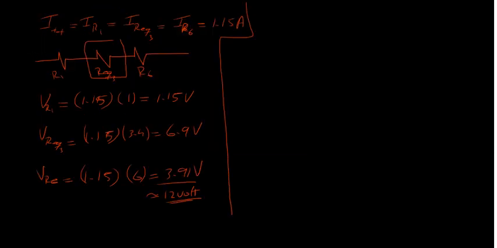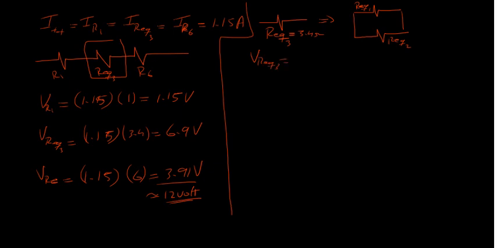So here is my R equivalent 3, which is the combination of R equivalent 1 and R equivalent 2. Great. Now, for this R equivalent 3, I have to ask myself, what do I know about R equivalent 3? I know the magnitude, it's 3.4 ohm. I know also the voltage of R equivalent 3, which was calculated here. It's 6.9 volt. Great.